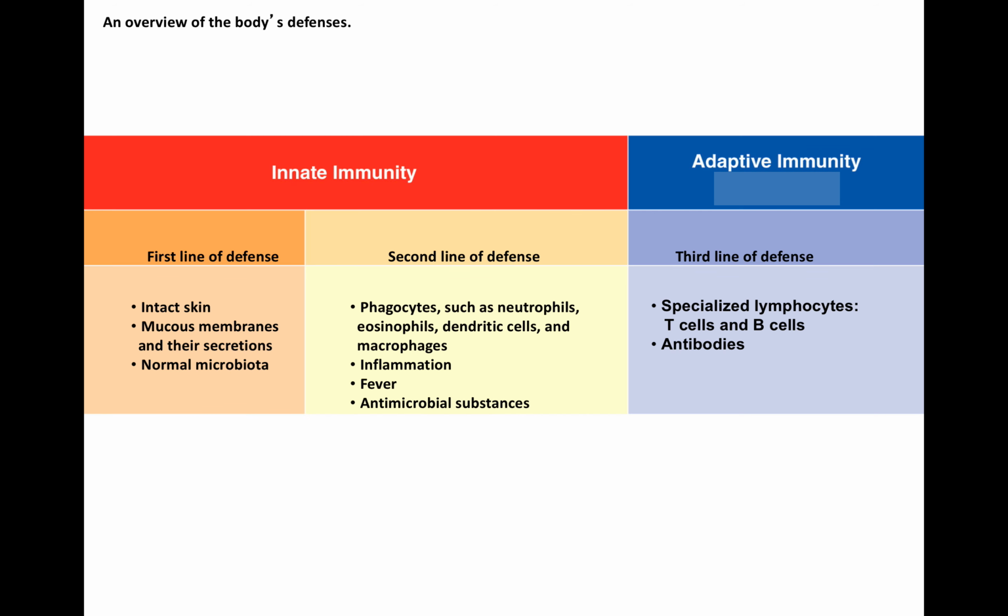So here's a little overview of the immune system, the innate immune system versus the adaptive. So the innate, again, include the first and second line defenses. The first line defenses, we'll talk about the skin, mucous membranes, normal microbiota. Second line defenses, different blood cells, processes like inflammation, fever, and other antimicrobial proteins that are in the blood. The third line defense, we'll talk about the specific lymphocytes, the T cells and B cells, and antibody production with the adaptive immune system in part two video.